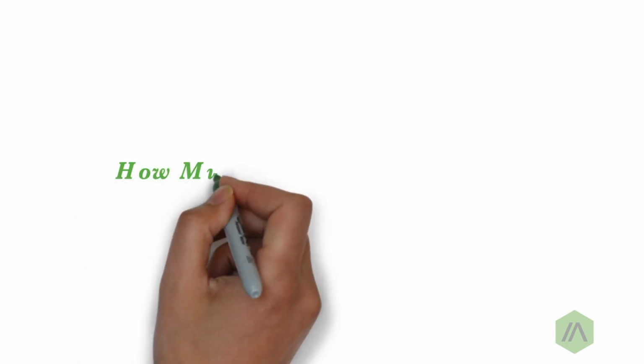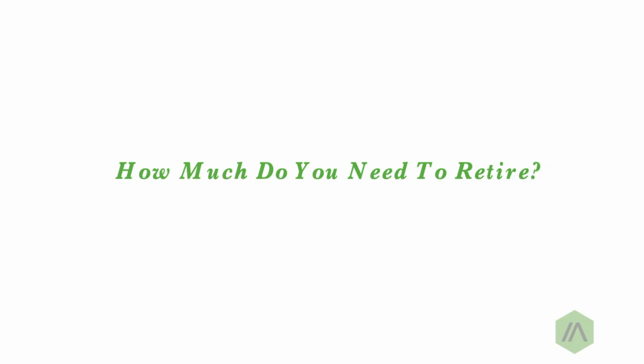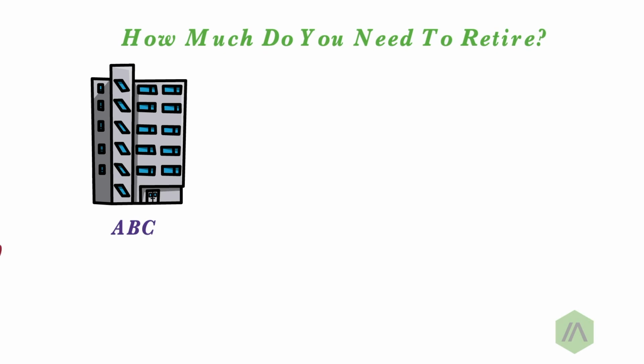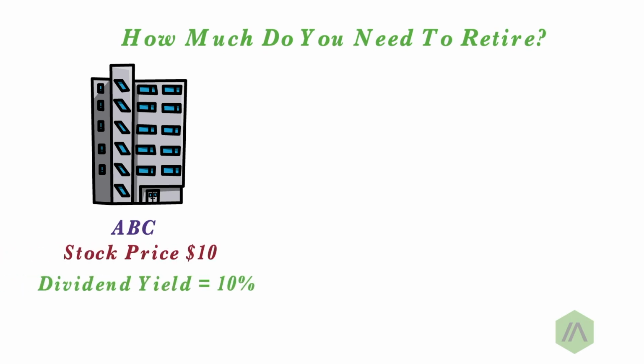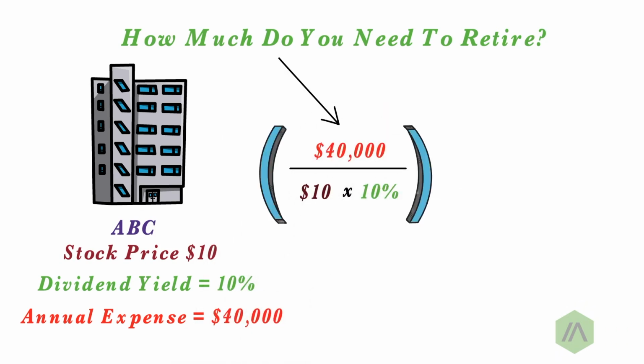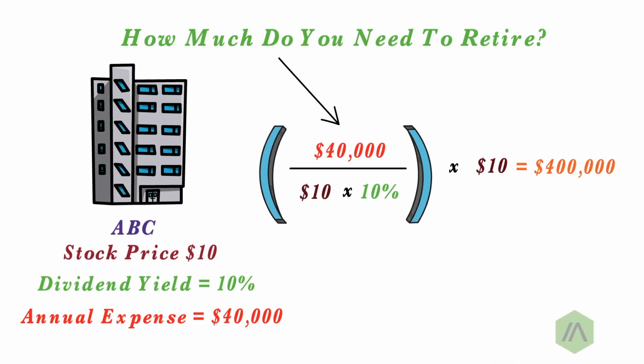Now let's calculate how much money you need to invest in a stock so that you can live off the dividend income. Let's make some assumptions here. Let's say ABC is a stock trading at $10 and has a dividend yield of 10%. Let's also assume that you need $40,000 per annum as passive income to cover your expenses. You can calculate this amount by dividing $40,000 by $10 times 10% and multiplying the whole thing by $10. So for this example, it will be $400,000. Easy, isn't it? Now go and calculate it based on your annual expenses.